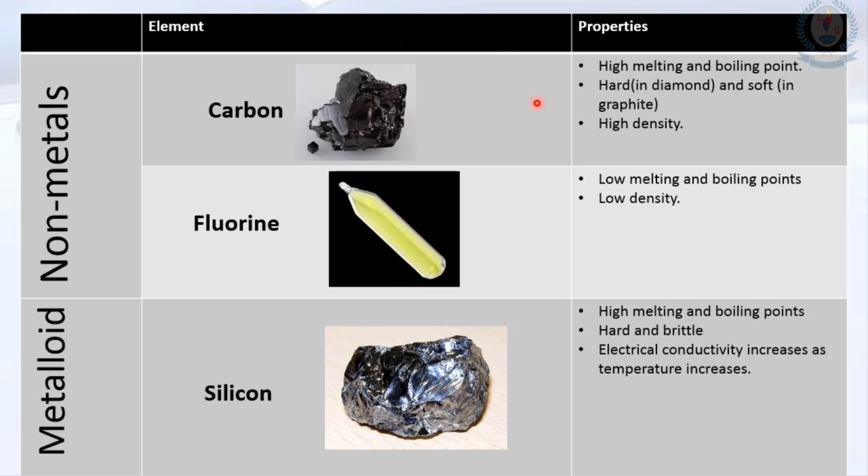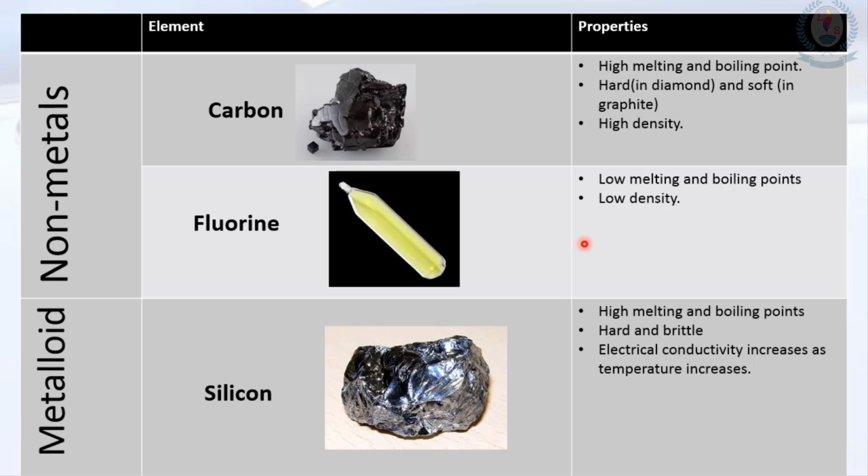Let's look at the properties of carbon. Carbon has high melting and boiling points, and it is very hard. When it is a diamond, it is very hard, but when it is graphite, it is soft. Diamond and graphite are both composed of carbon. Carbon commonly has a high density. Then our second non-metal is fluorine. This is an image showing fluorine.